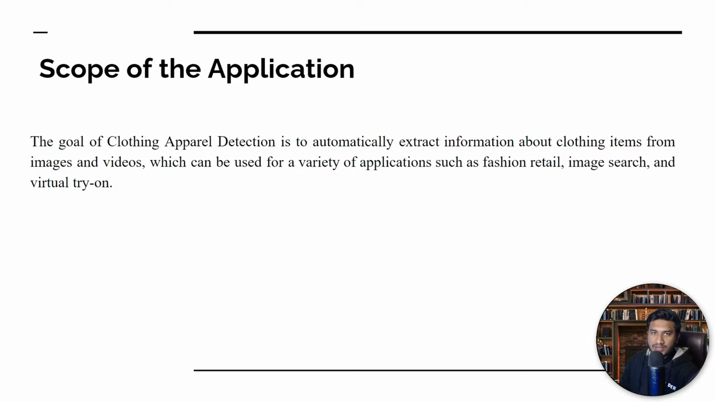In this video, let's discuss the scope of the application. The goal of clothing apparel detection is to automatically extract information about the clothing items from images or videos. It can be used in various applications such as fashion, retail, image search, and virtual try-on. You can consider these sectors as the scope of the application as of now. But if you have any other idea, you can also use it. Most of the time, though, we'll be using the application in these areas.